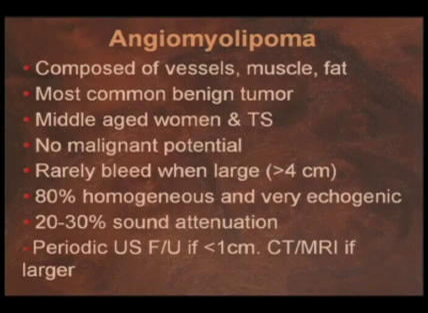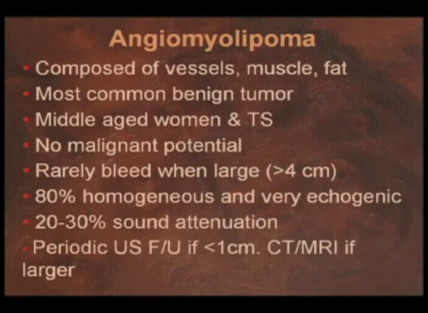And beyond 4 centimeters in diameter, these tumors tend to bleed, and sometimes they'll be removed just prophylactically to avoid bleeding complications. 80% of angiomyolipomas are homogeneous and very echogenic. 20 to 30% will attenuate the sound beam, and that's another thing that's unique to, or almost unique to, angiomyolipomas. Our approach to suspected angiomyolipomas is to do periodic ultrasound follow-up if they're less than 1 centimeter, and to do CT or MRI if they're larger.